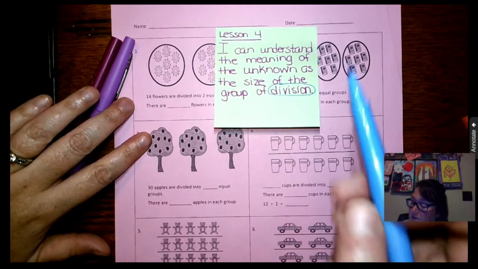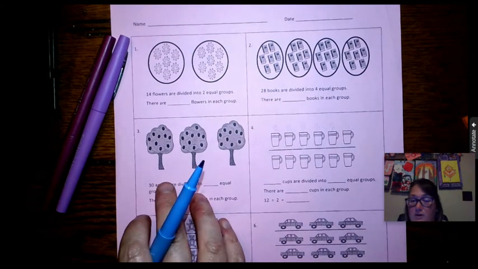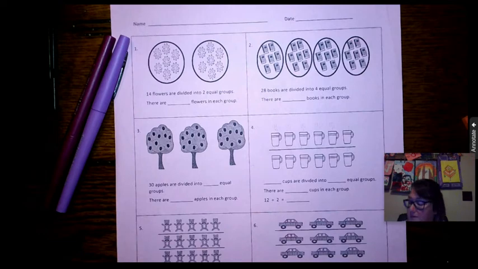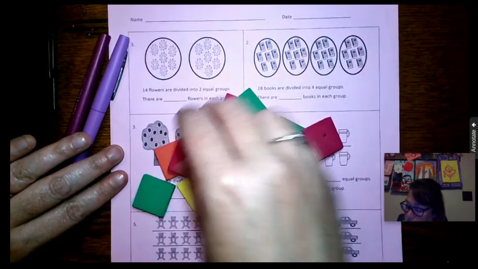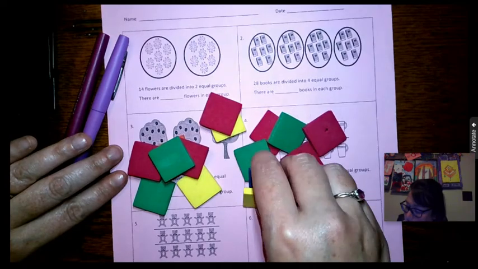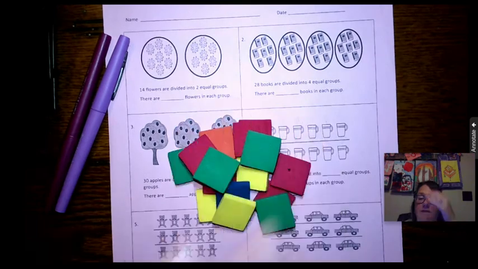We'll start out. I am going to use some tiles for a little bit. So I asked you guys to take out tiles. So if you have your 15 tiles, I'm actually just going to double count to make sure I have that right. So 2, 4, 6, 8, 10, 12, 13, 14, 15. Okay. So with division, you start out with a total. So that's the difference. When we multiply, we're trying to find the total, but when we divide, we know the total and we're either trying to find how many groups or how many are in each group.